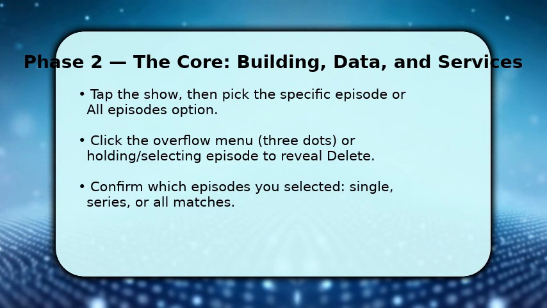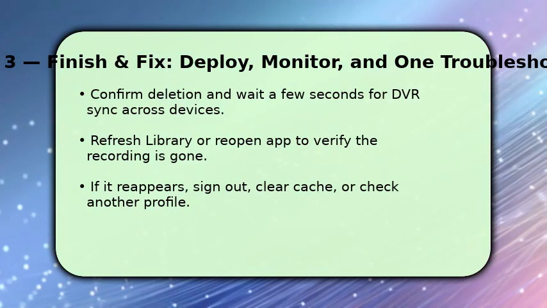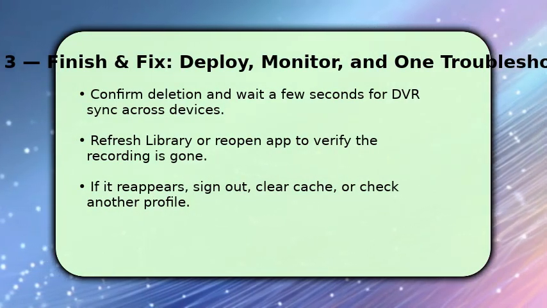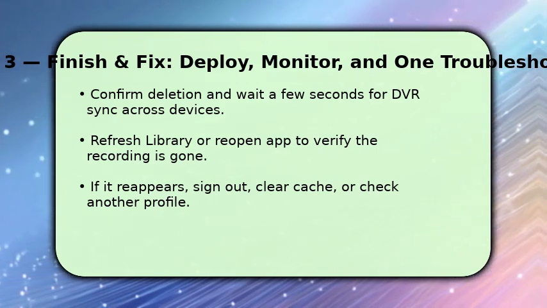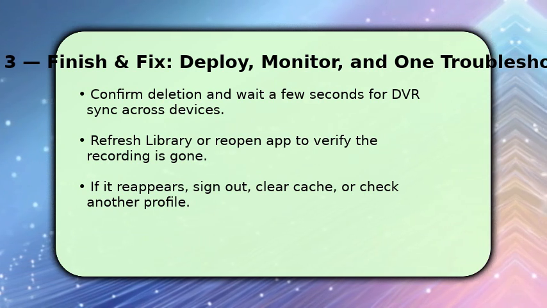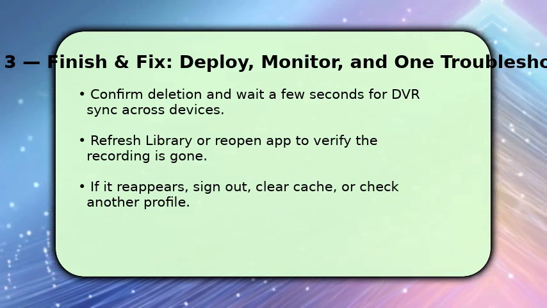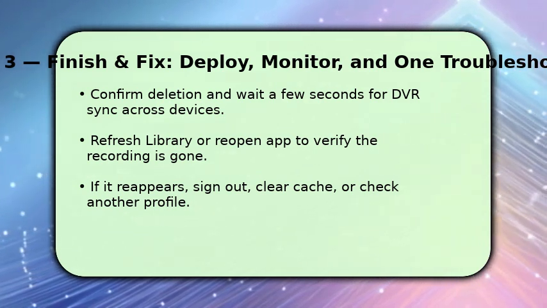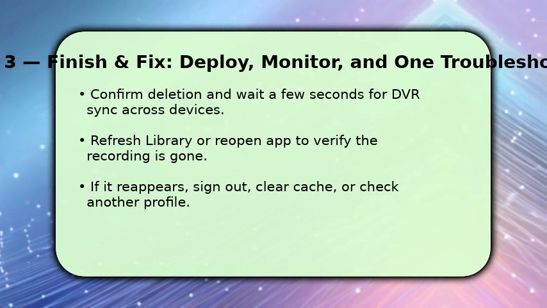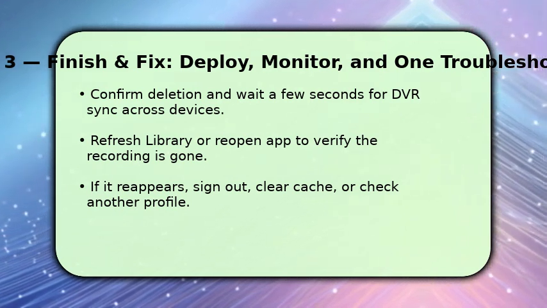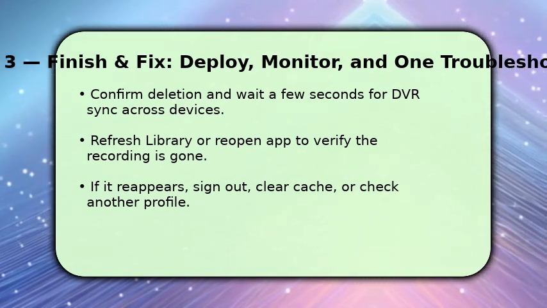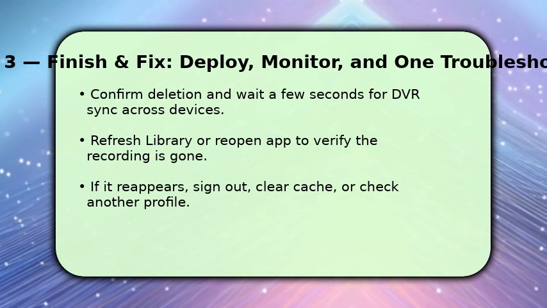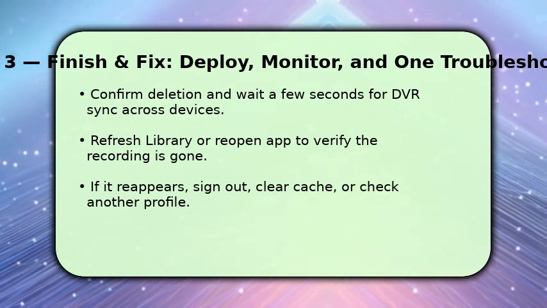After selecting delete, you will be prompted to confirm the deletion, then wait a moment so the change syncs across devices. The DVR update is usually quick, but can take a few seconds. After that, refresh the library or restart the app to verify the recording is gone. If it still appears, make sure you deleted it from the correct profile, then sign out and back in or clear the app cache to force a resync. If problems persist, try deleting from a different device to isolate the issue.